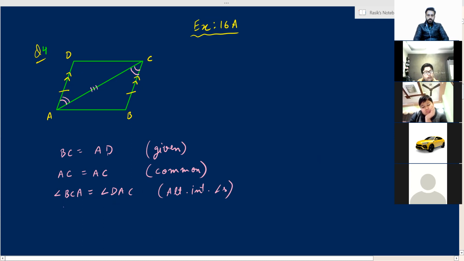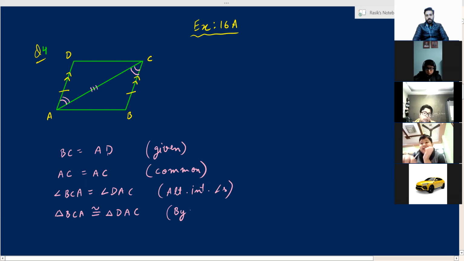What is the rule? By which rule can we say that the two triangles are congruent? Triangle BCA is congruent to triangle DAC. Tell me the name of the rule. By which rule? Side angle side. By the rule side angle side, we can say that the two triangles are congruent.